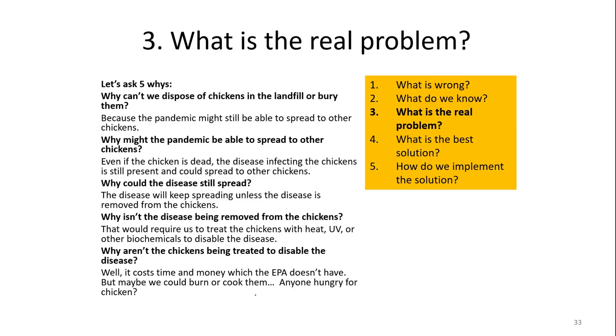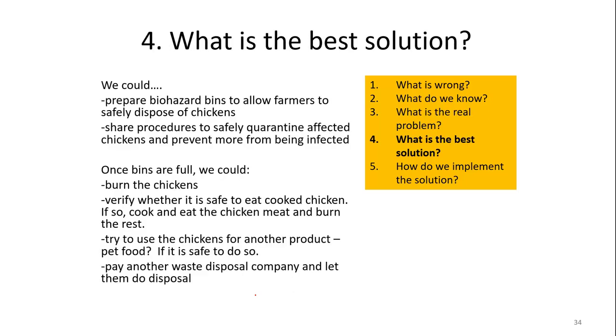So, what's the best solution? Here is where we would do a brainstorming session. If you had a team, maybe you would discuss it with the team, do some research. Here's an idea for one possible solution. We could prepare biohazard bins and allow farmers to dispose of the affected chickens in some contained bin. And we would need to communicate procedures to quarantine the affected chickens and help farmers prevent their chickens from being infected.